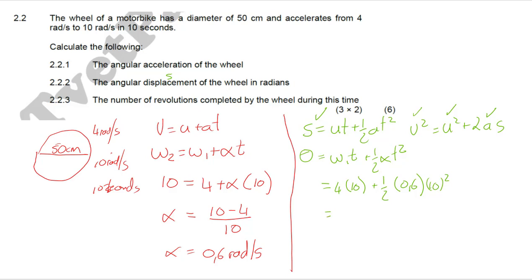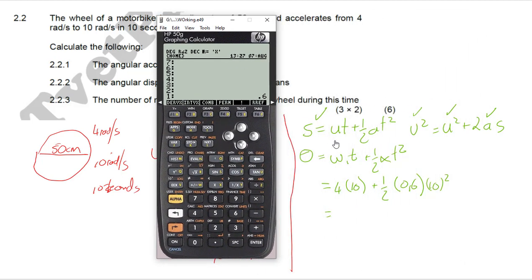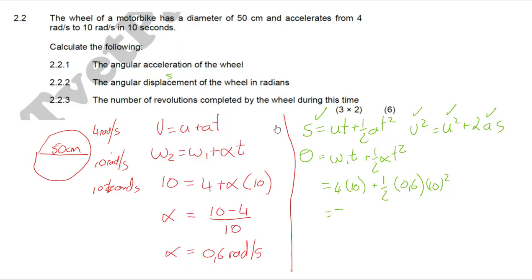Okay, let's bring up the calculator again. Let's move it over so we can see what we are calculating. So for the first one, it would be 4 times 10 is 40. That we know, we don't need a calculator for that. 10 squared is 100. 100 times 0.6 is 60. We can confirm that. 60 times a half is 30. And we want to add the two together, and we get 70 meters. Well, not meters, 70 radians.